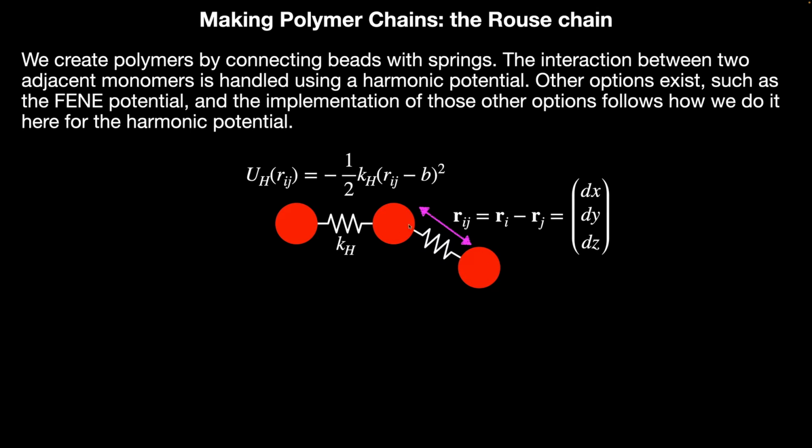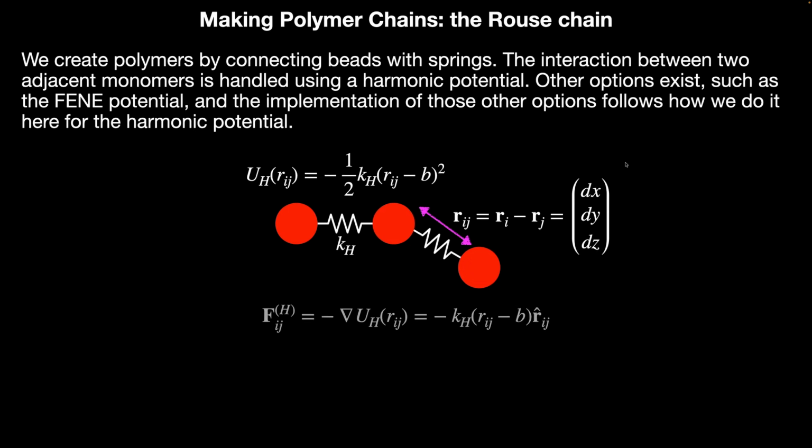We connect them to each other with springs, and the springs have a spring constant k sub h, h for harmonic. Right, so here's our harmonic potential, and the separation between adjacent monomers is Ri minus Rj, and we get a vector that looks like this with components dx, dy, dz in the x, y, and z directions. So these are just the separations between the monomers in those different directions. And this vector is something that we'll compute over and over again as we compute the interactions between pairs of particles. So I wanted to show this as an example to how we actually do this.